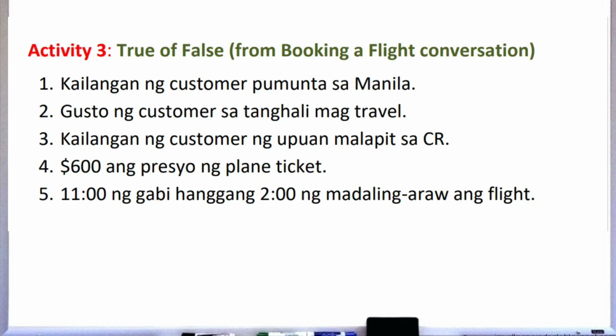For now, you have to read these 5 sentences with me, and let's see if you can keep up with me in reading these sentences. So, number 1, kailangan ng customer pumunta sa Manila. Number 2, gusto ng customer sa tanghali mag-travel. Number 3, kailangan ng customer ng upuan malapit sa CR. Number 4, $600 ang presyo ng plane ticket. And number 5, 11 ng gabi hanggang alas 2 ng madaling araw ang flight.